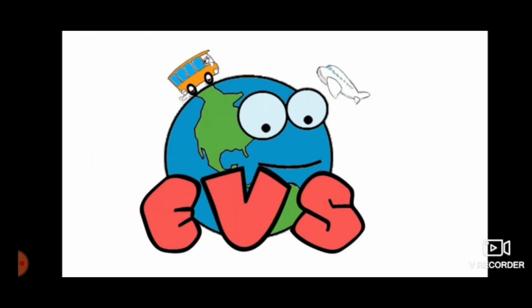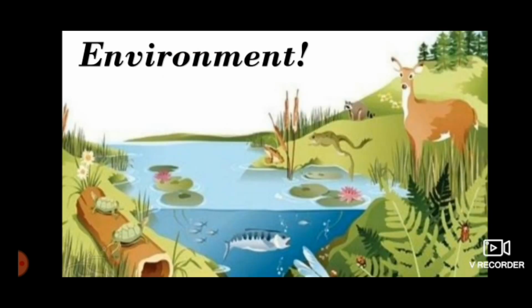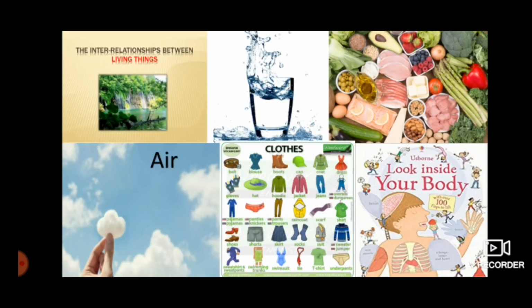As you know, EVS 1 is all about the environment around us. Our surroundings include air, soil, water, plants and animals, which make up the environment. From lesson number 1 to lesson number 23, we have seen the life cycle of animals, the interrelationship between living things, water, its storage, uses, water safe for drinking, variety of food, its nutrition and the value of food, air and clothes as our basic needs.